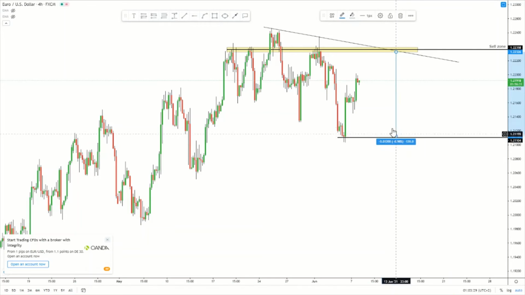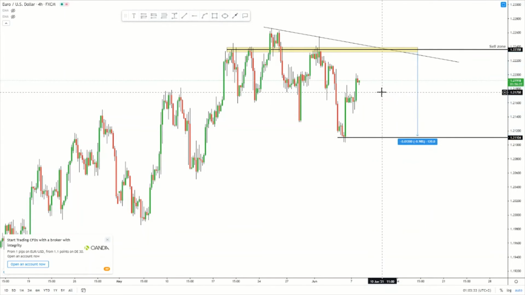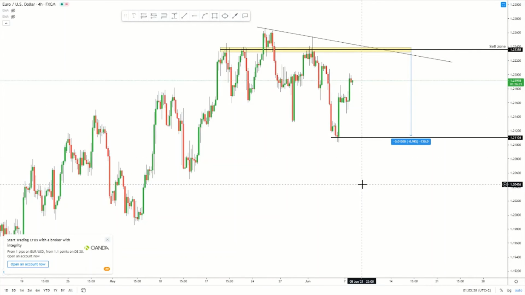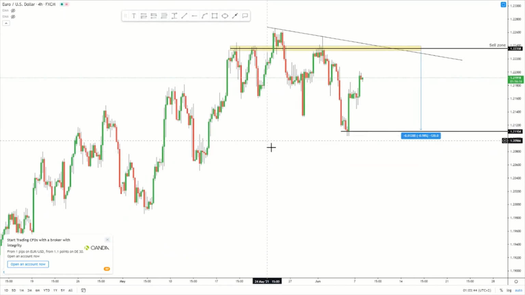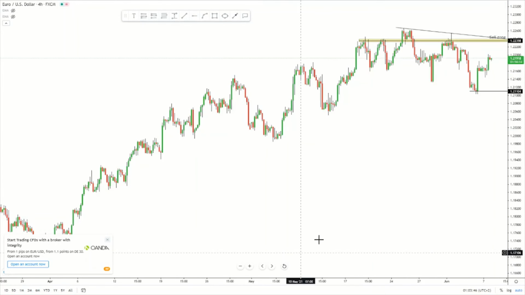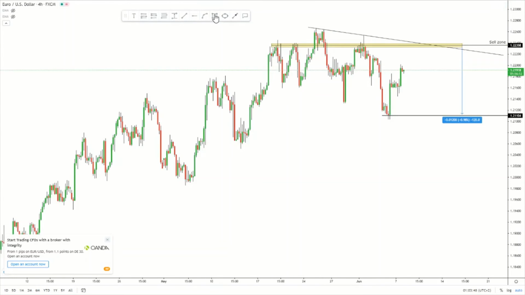So that would be my structural view on Euro USD at this moment. That's 120 pips. That is a huge trade, guys. That is a huge trade to take in the Forex market. That is the only value areas I'm currently looking at to take profit. I do see another area on Euro USD that I want to put in. I'm just going to highlight this over here.